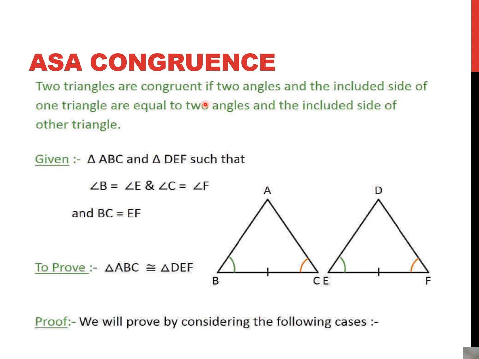Now we are learning this in detail, the ASA congruency. Two triangles are congruent if two angles and the included side of one triangle are equal to two angles and the included side of the other triangle. Now here we are given two triangles ABC and DEF, where angle B is equal to angle E, angle C equal to angle F, and BC equal to EF. We have to prove that these two triangles are congruent. So we will be considering three cases over here.